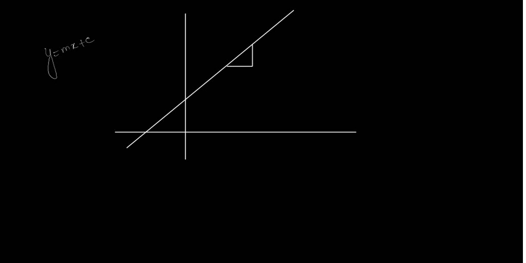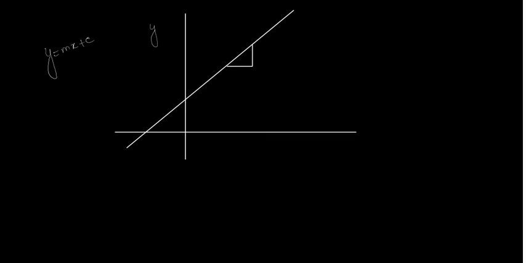So gradient can also be defined as, if this is the y axis and this is the x axis, okay? So this is rise. Rise is towards the up direction. This is rise, and this is run. So M is nothing but rise upon run. Okay.